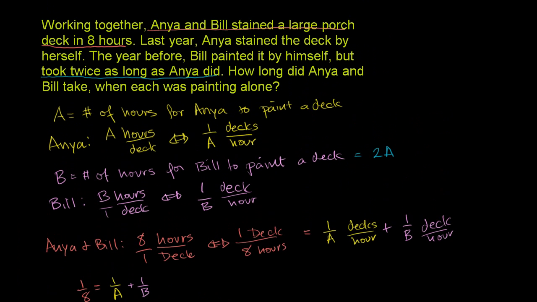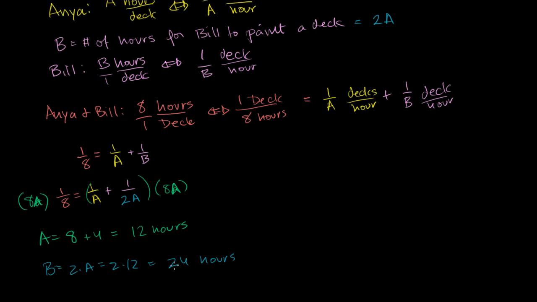When they do it combined, it takes 8 hours, which makes sense. Because if Bill took 12 hours by himself, combined they would take 6 hours. They would take half as long. But Bill isn't that efficient. He's not as efficient as Anya, so it takes them a little bit longer. It takes them 8 hours. But it makes sense that combined, they're going to take less time than individually.